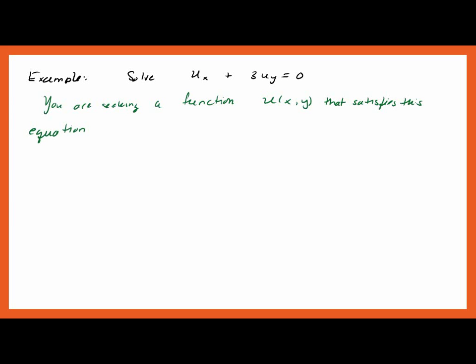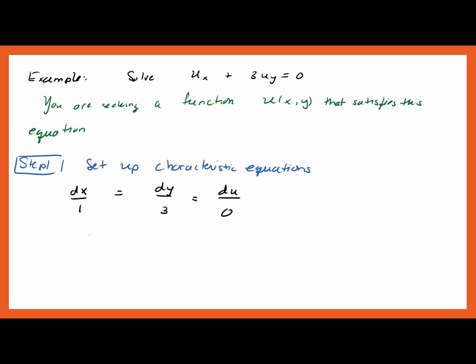Just like an algebra equation, you're seeking a number. With an ordinary differential equation, you're seeking a function of 1 variable. Here you're seeking a function of 2 independent variables that satisfies this equation. So the first step is to set up what's called the characteristic equations. So this is the how-to, this is not the why. And what you'll do is you'll set dx over 1, dy over 3, and du over 0.